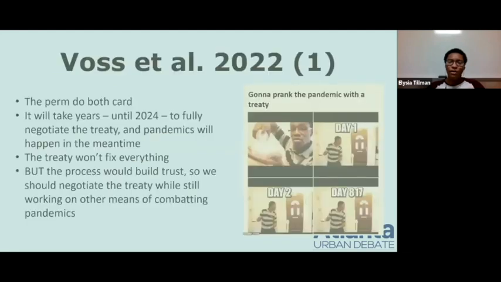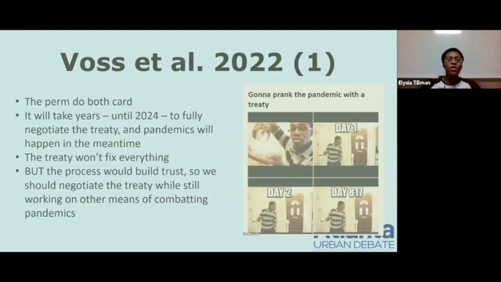So the first thing is a permutation argument. It's from Voss and others in 2022. So this card essentially says that it's better that not only can we have both, but we should have both the plan and the counterplan, because just doing the counterplan alone, just having a treaty from the WHO, would take a long time, and we have to actually do things in the meantime to make sure that pandemics don't happen, that outbreaks don't turn into pandemics. And it's pretty much just like, yeah, a treaty is not a one-size-fits-all, one-stop-shop solution.